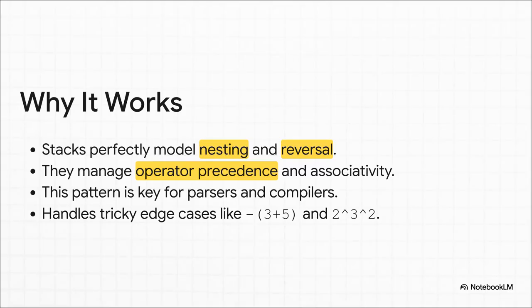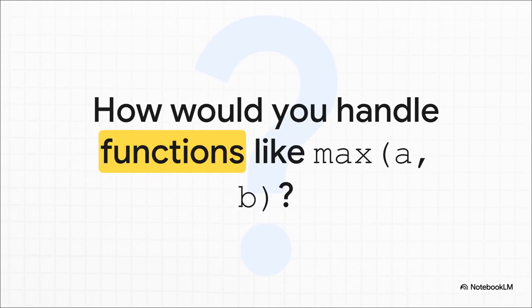So why does it work so well? It's because at their heart, stacks are the perfect data structure for any problem that involves nesting or reversal. With the parentheses, it was all about tracking the nesting. With the math expression, it was about temporarily holding and reversing operators to respect precedence. And this isn't just some academic trick. This pattern is literally at the core of how programming languages are compiled, how web browsers parse code, and how databases understand your queries. It's powerful enough to even handle really tricky edge cases like unary minuses or right-to-left operators like exponents. The stack is just one of those fundamental tools you've got to have in your toolkit.